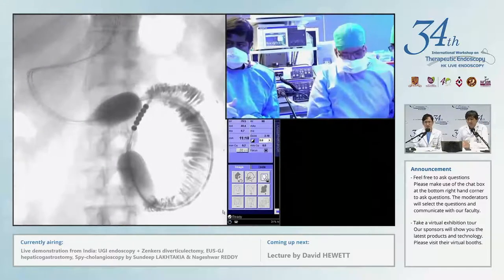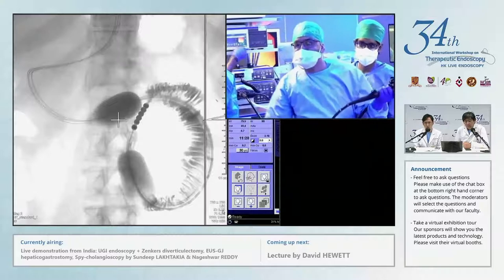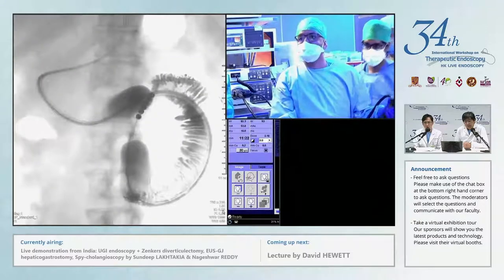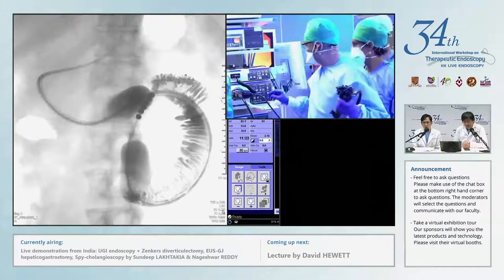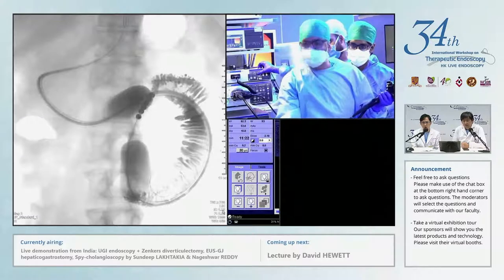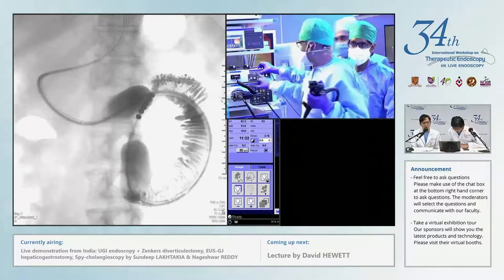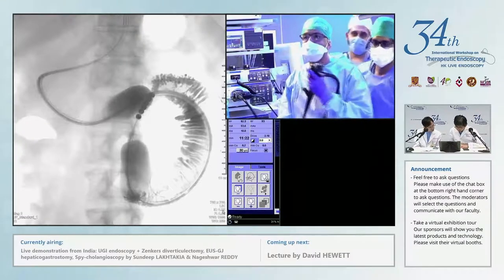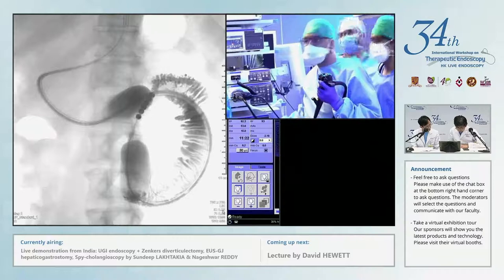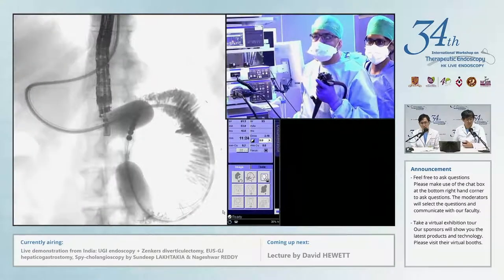So now I'm passing the EUS scope beside this enteral tube. Air out, no CO2. Okay, thanks. So I can see one of the balloons here. This is one of the balloons. So that is looking at the proximal balloon. Keep pulling.